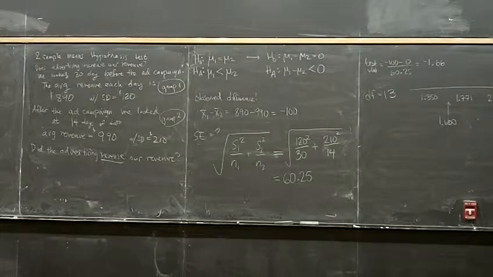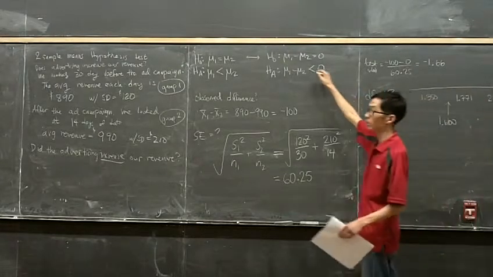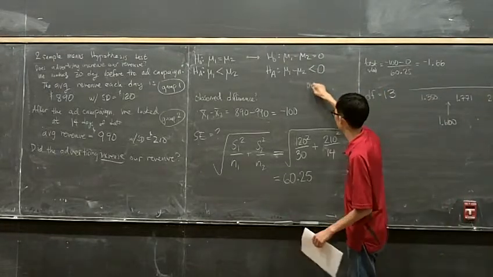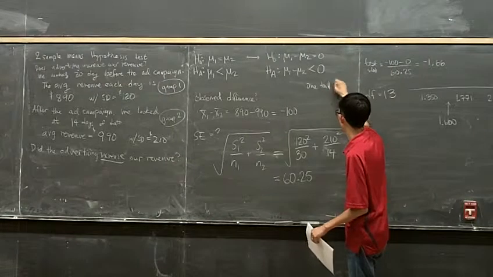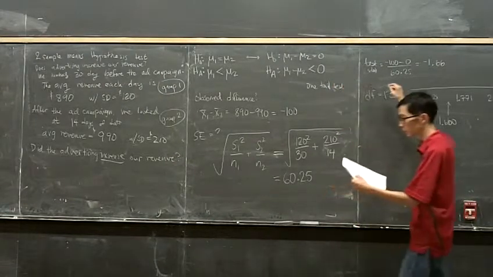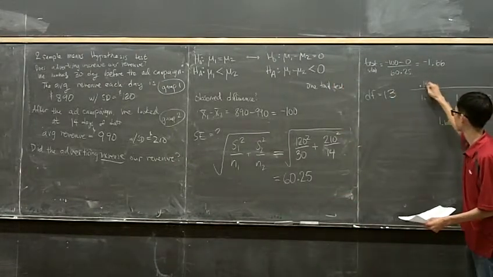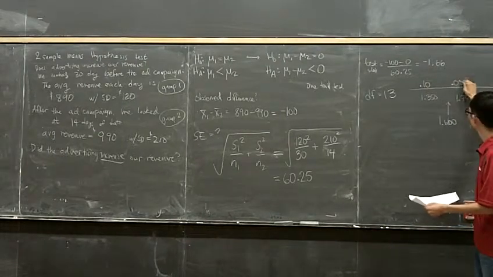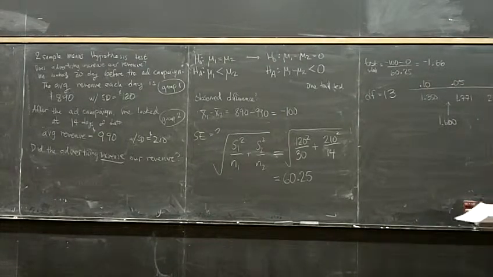And do I have a one-tail or two-tail test? A one-tail test, because my alternative has a less than sign, so this is a one-tail. So I use my one-tail probabilities, which are 0.10 and 0.05. So what is my p-value?